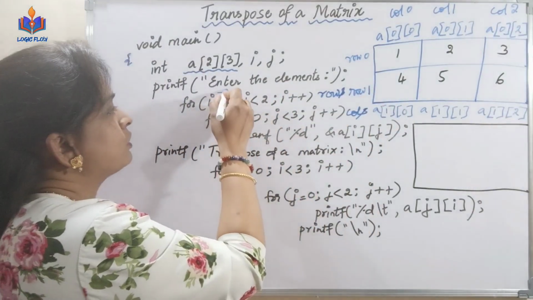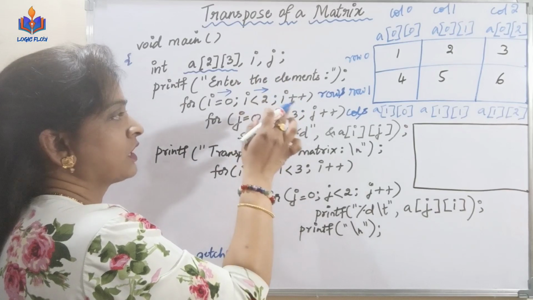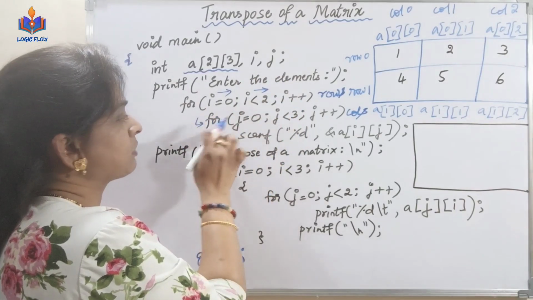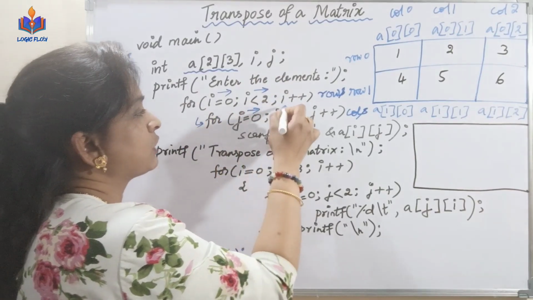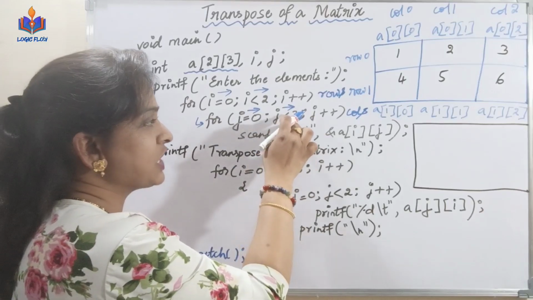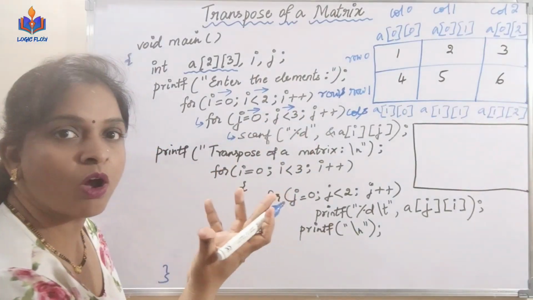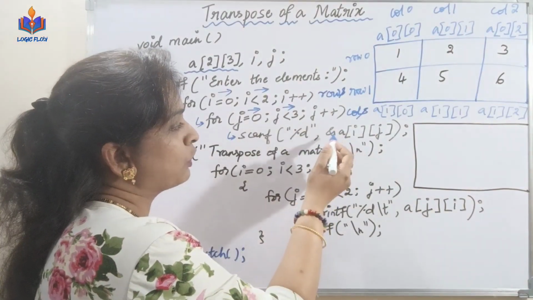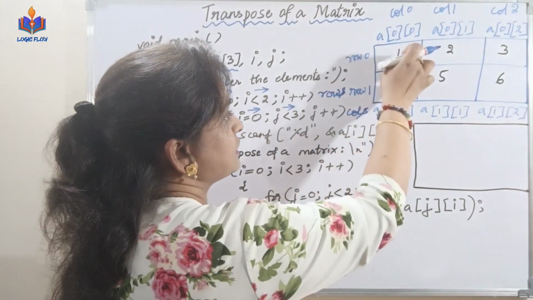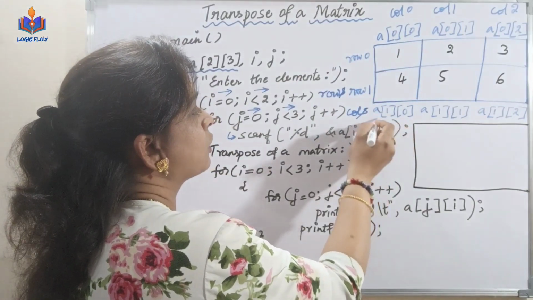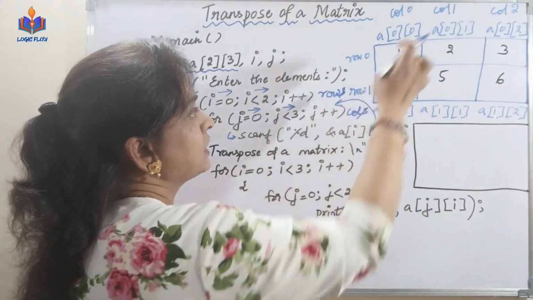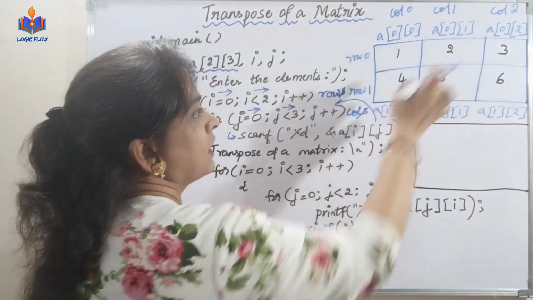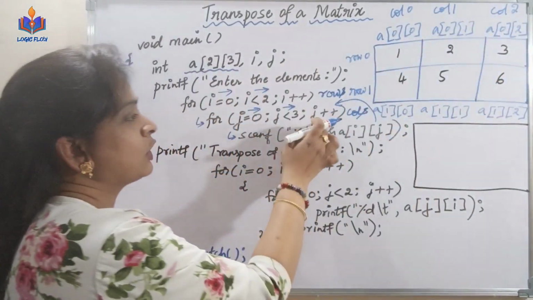So i equal to 0, i less than 2, condition true, execute the immediate statement. You have an inner loop, j equal to 0, j less than 3. Yes, condition true, scan an integer. So we know how to scan the 2D array. We accept the value into the address of a of i j. i j means 0, 0. Then the inner loop progresses, j gets increased. It is 0, 1. Then 0, 2. Then the inner loop terminates.